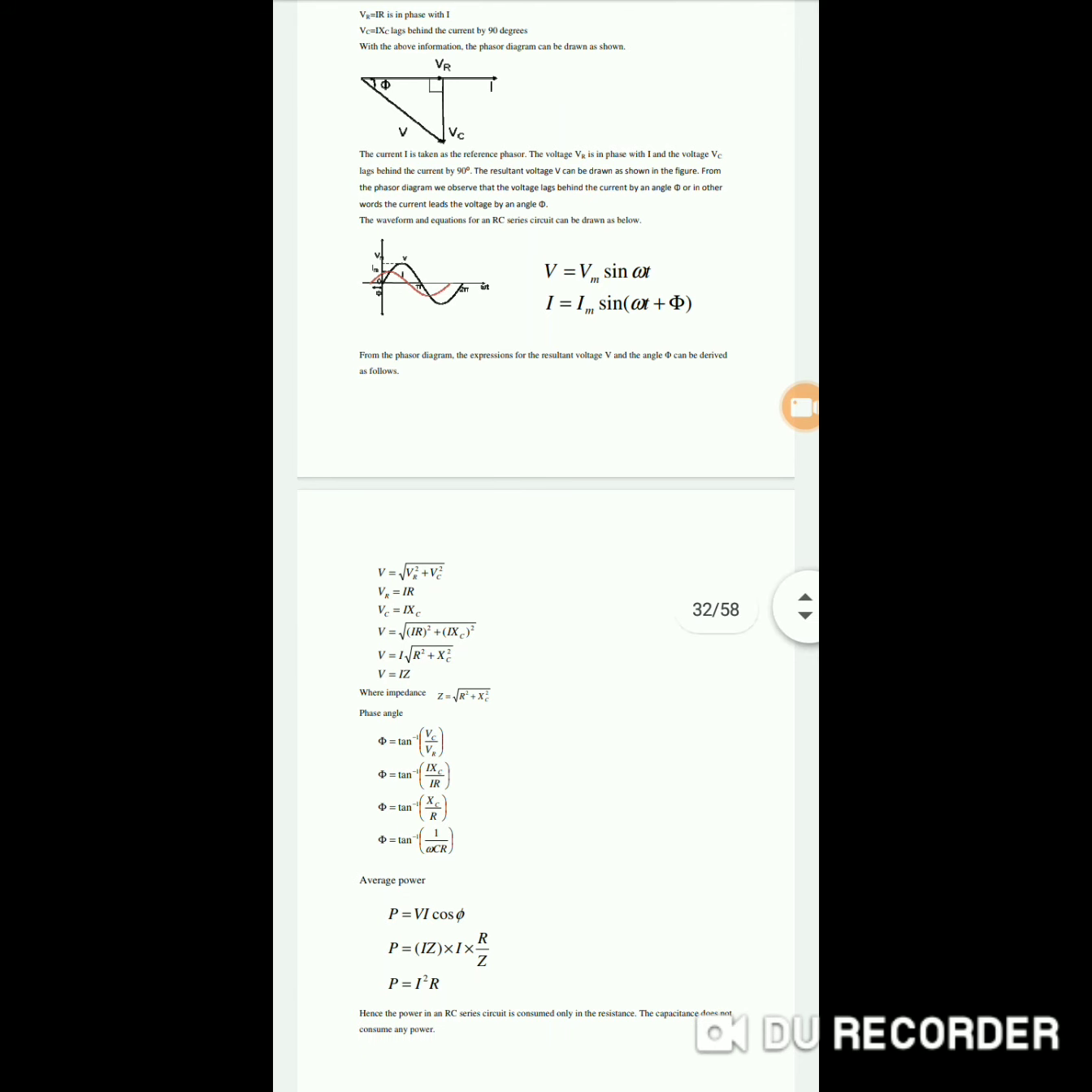Now we'll calculate the average power. The average power formula is P equal to V into I cos phi, where V is I into Z, the current remains the same I, and cos phi is nothing but R divided by Z. So power becomes P equal to I square into R.